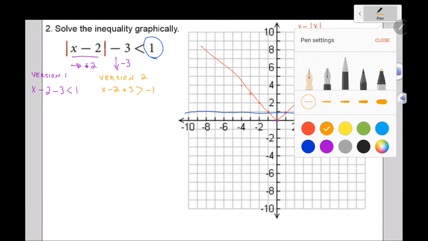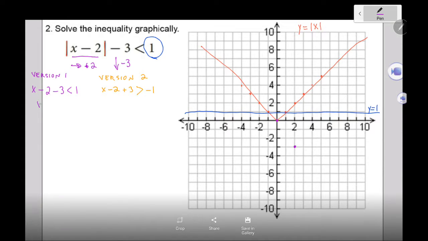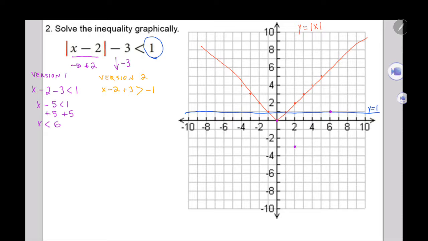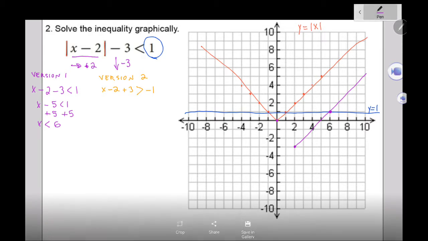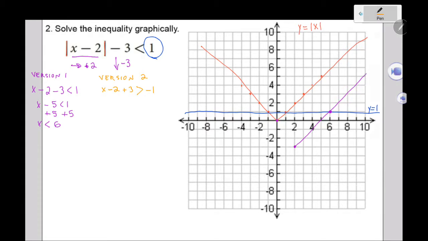So x - 2 - 3, that's going to be x - 5, is less than 1. And then we're going to add 5 to both sides because we need to move it over there. And we'll say x is less than 6. So I'm going to go over here to my blue line, and I'm going to put a dot at 6. And I don't have to guess where that line goes. I'm going to draw it through 6. I know where it crosses the blue line.